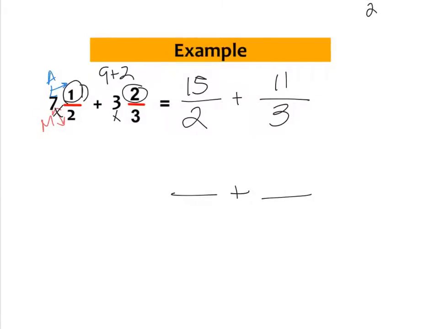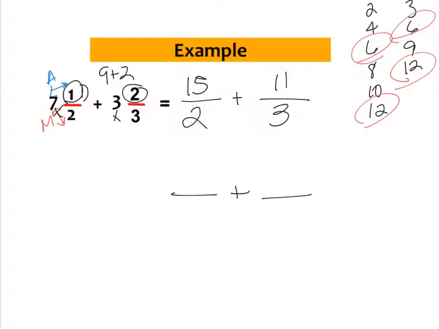So I'm going to try finding common denominators of 2 and 3. So we got 2, 4, 6, 8, 10, 12, etc. Then I have 3, 6, 9, 12. Oh, I already see one that I could use. Now, there's two that I could use. I could use 12. But I could also use a simpler one of 6, right? So I'm going to use something more basic like 6. How do I go from 2 to 6? What do I need to multiply by? Times 3. So I'm going to do the same thing to 15.